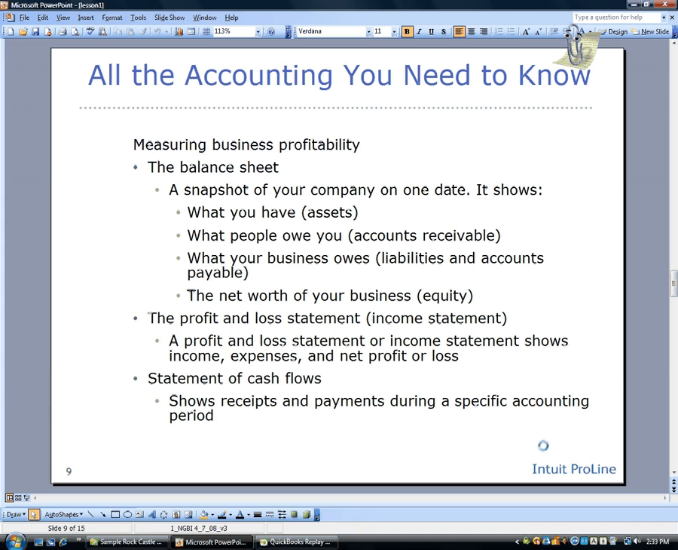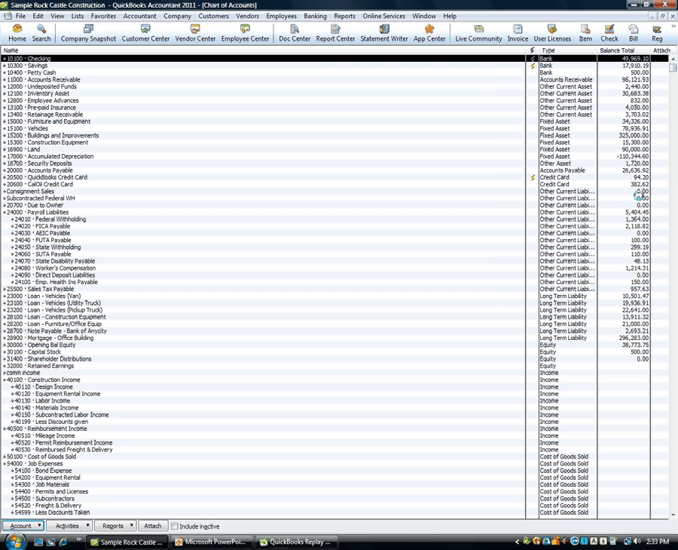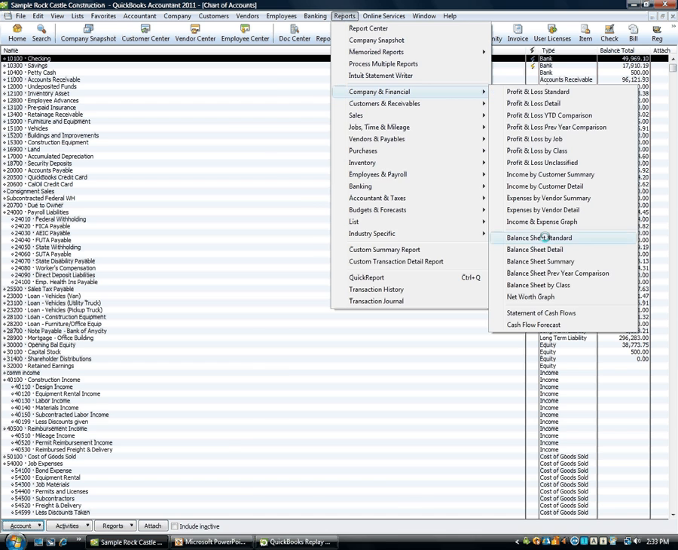Measuring business profitability. The balance sheet. A snapshot of your company on one date. It shows what you have, your assets, what people owe you, what your business owes, liabilities and accounts payable, and the net worth of your business, equity. So let's go look at that. Remember when I said on the chart of accounts, if it had a balance here, it was going to show on your balance sheet? So reports, company and financial, balance sheet.